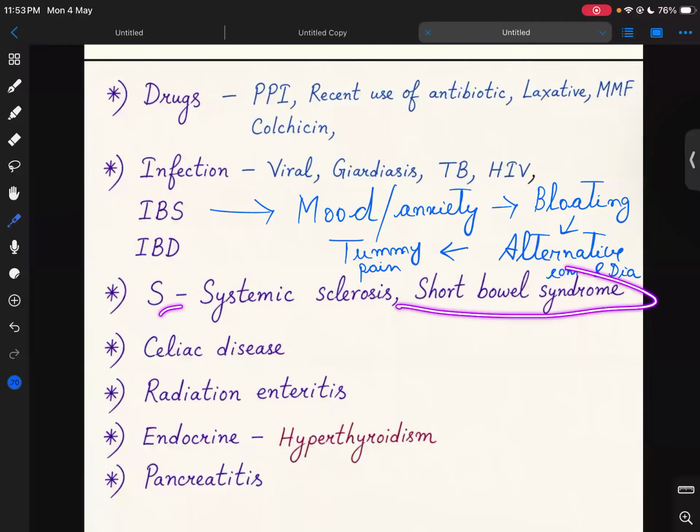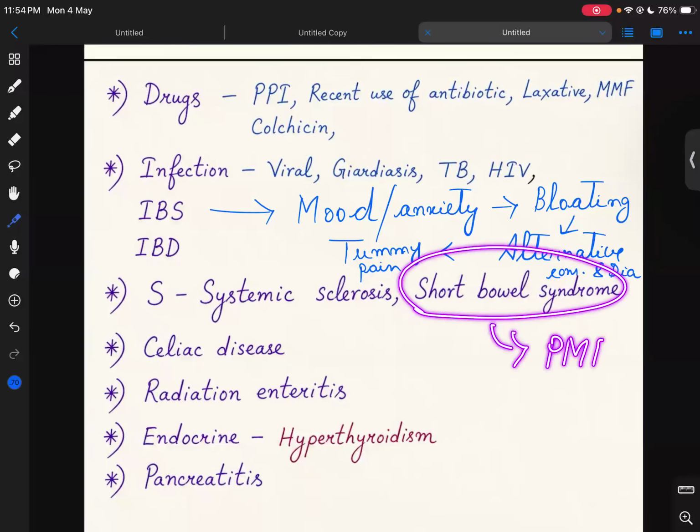Another S goes for short bowel syndrome. To rule out the systemic sclerosis, we have to ask about the skin thickening. And short bowel syndrome means the patient had some surgery where part of the bowel has been resected, and right now the patient is having diarrhea. This is called the short bowel syndrome. So we have to depend on the past medical history of surgery. We have to take this history. No other screening question apart from the past medical history.